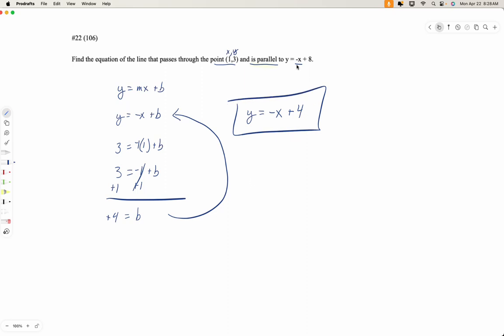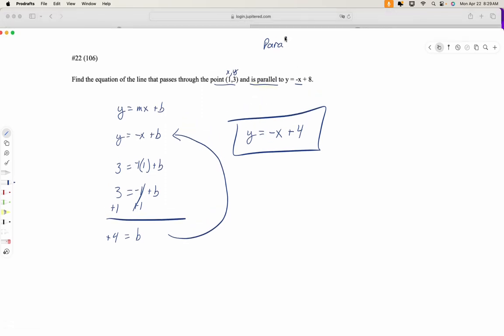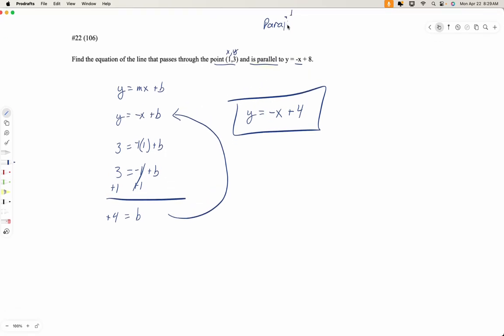So that's all you have to do. If it says parallel, then it's the exact same slope. So parallel equals same slope. So whatever the slope is here, you put that in for these terms here. Okay? That's all you have to do.